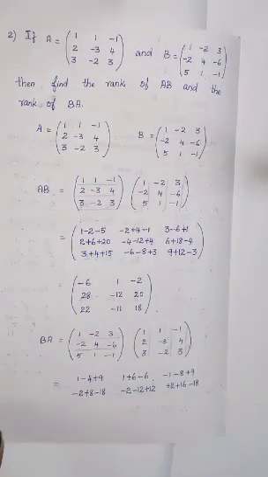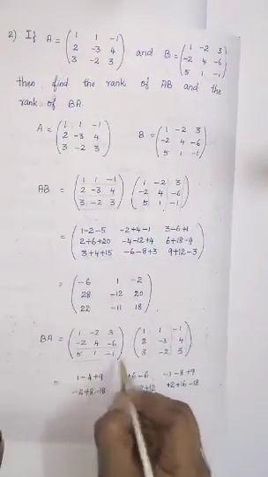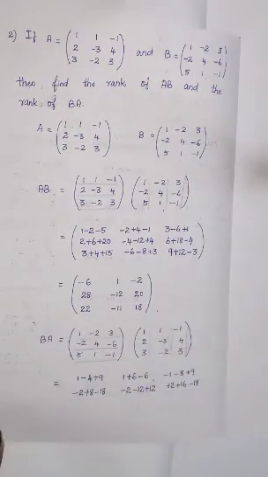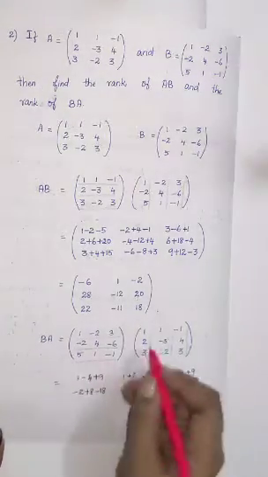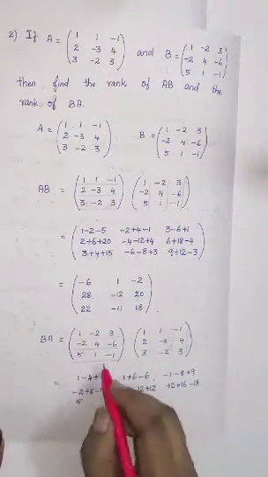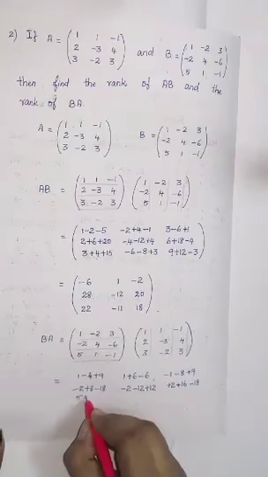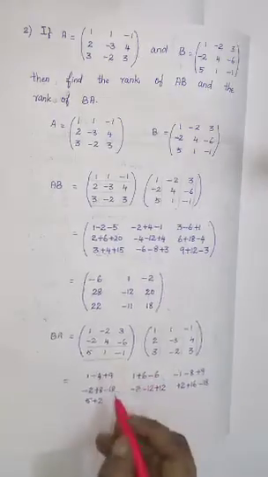Now your third row, again with your first column, second column, third column you have to multiply. So 5 ones are 5. 1 into 2 is plus 2. Minus 1 into 3 is minus 3.